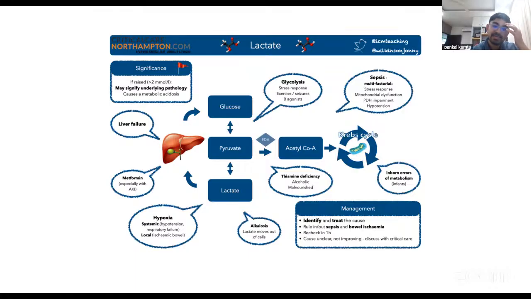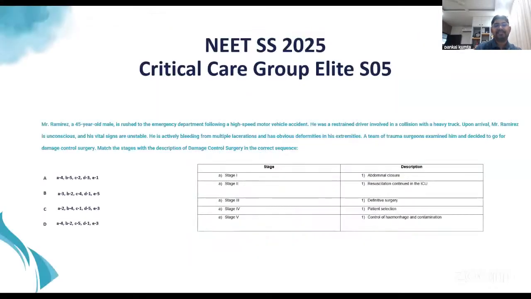So either look at type A or type 1, where you're looking at hypoxia or hypoperfusion, either hypotension, respiratory failure, or any local issues. Or we may have to look for type 2 causes, where you're looking at organ failures like liver failure, renal failure, or drug related causes like metformin. You may also look at other causes like thiamine deficiency, malnourished alcoholic patients, any inborn errors of metabolism, stress like sepsis. Sometimes drugs may cause it because of the increased sympathetic drive. So all these would be causes for increased lactates, and that would be your target to look at.